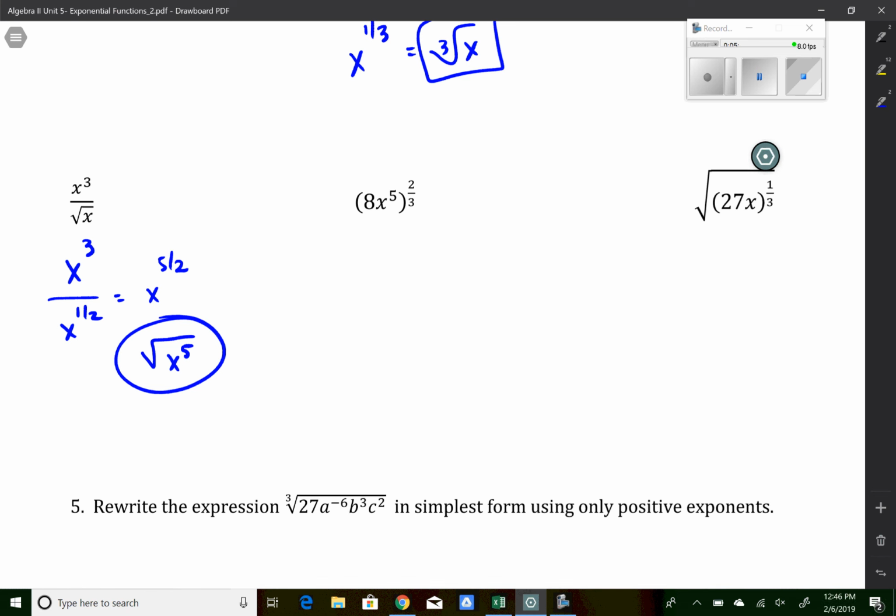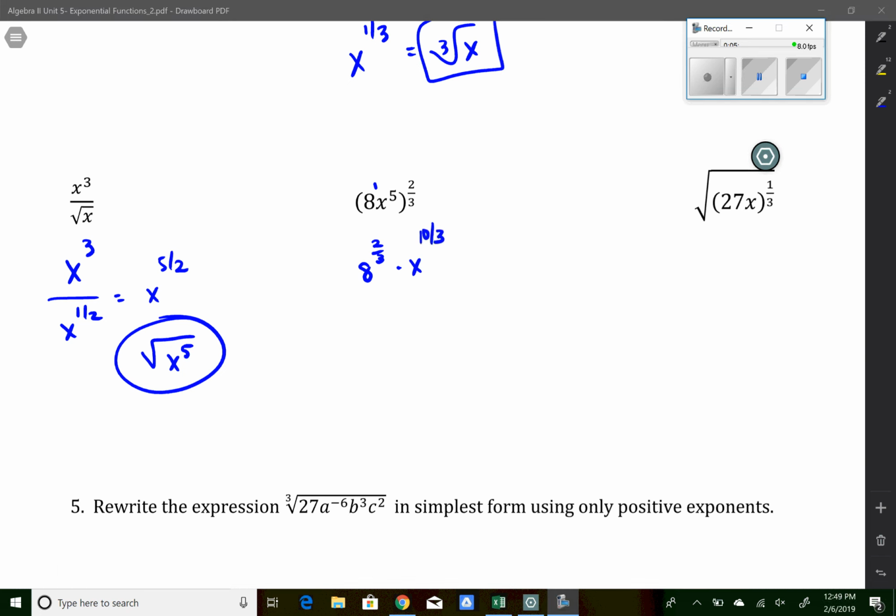The next one's kind of tough. So if I take the 2/3 exponent and put it to each exponent on the inside, I have 8 to the 2/3 times x to the 10/3. All right, I'm just doing powers to powers here.